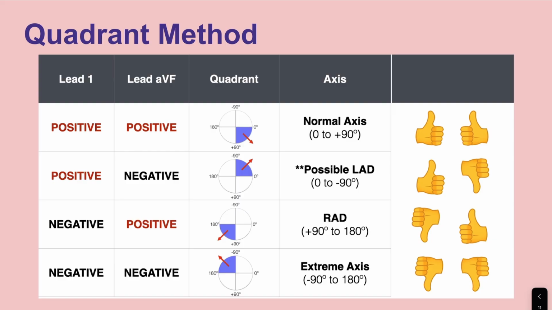The only point here to remember is when we say it's possible LAD, the reason behind that is we know that this quadrant here represents both a degree of normalcy as well as a left axis deviation. And so if your test asks you for a specific, you might want to clarify it using the isoelectric method or another method. And that's really all we have for this lesson here.